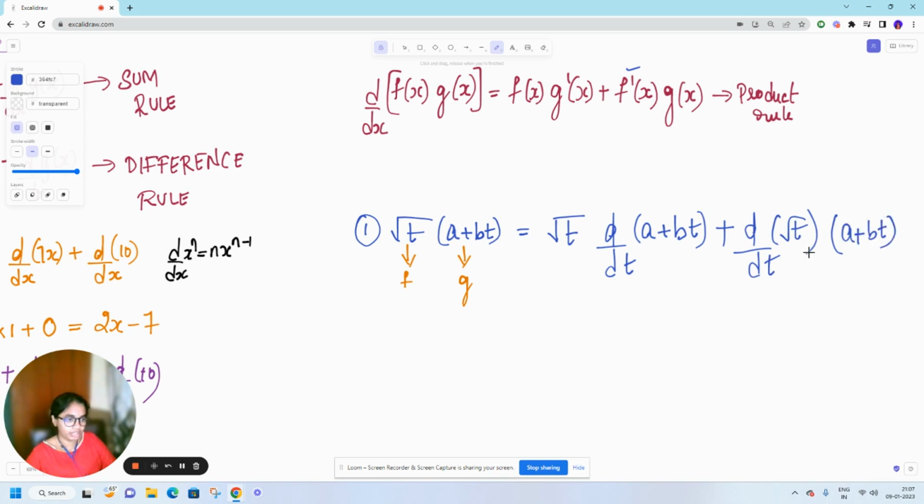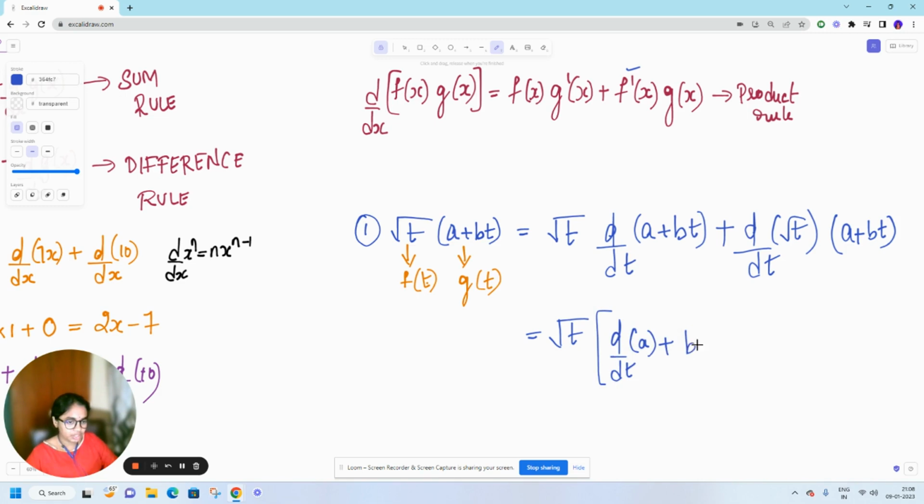If I want to be clear, it is a plus bt. Okay, so this is our f of t and this is our g of t. Now what is the derivative of, yes, let me write down root t as it is. What is the derivative of a plus bt?